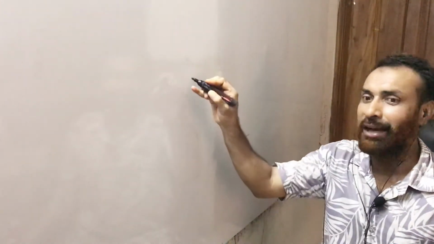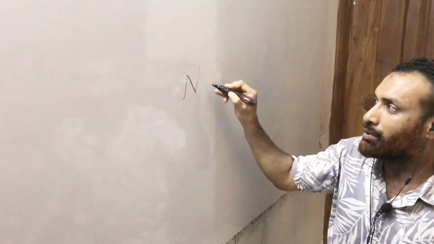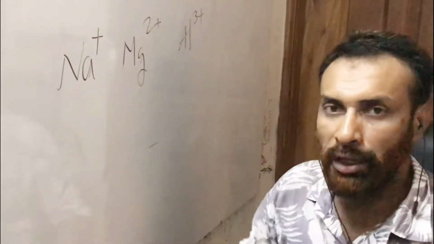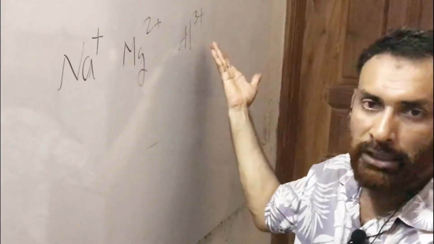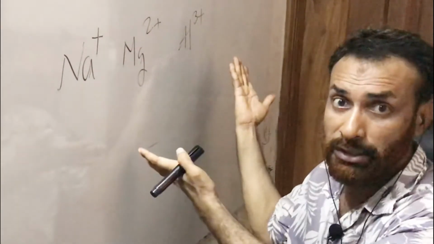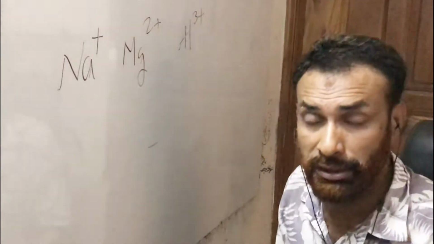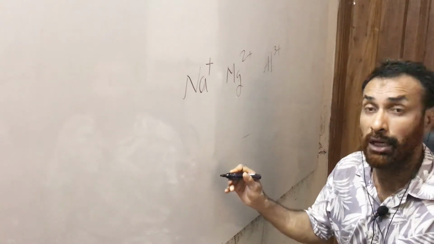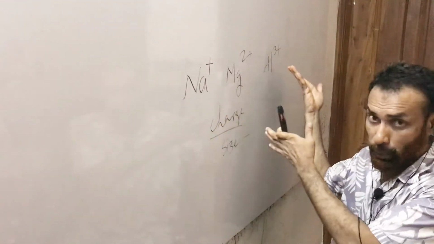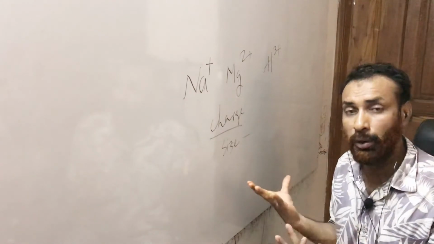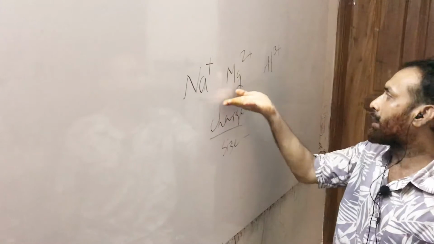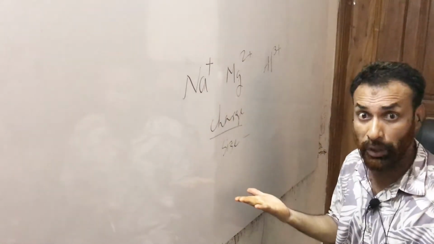If you think what would happen across the period, then I give some ions again. So what do you think? How do they vary? Here you get sodium and magnesium. Certainly charges are increasing from left to right in a period. Charges are increasing and their sizes are decreasing. So what would be their charge density? Charge density will increase. Their polarizing power will increase. So from sodium to magnesium and magnesium to aluminum, the polarizing power will increase.